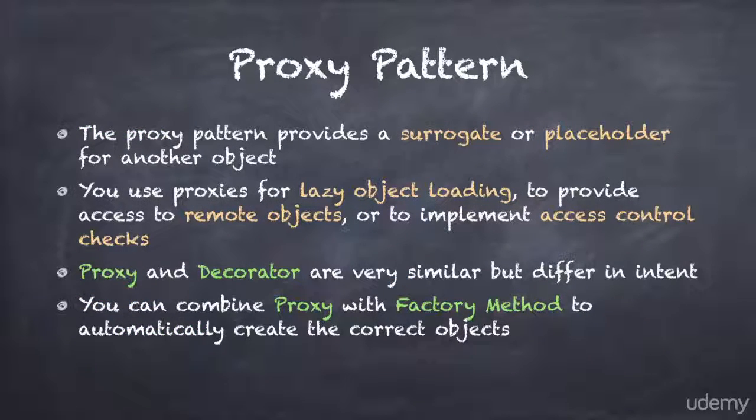And finally, the proxy pattern. The proxy pattern provides a surrogate or placeholder for another object. You use proxies for lazy object loading, to provide access to remote objects, or to implement access control checks. You can combine the proxy pattern with the factory method pattern. This allows you to let a factory subclass decide what kind of real object to create.